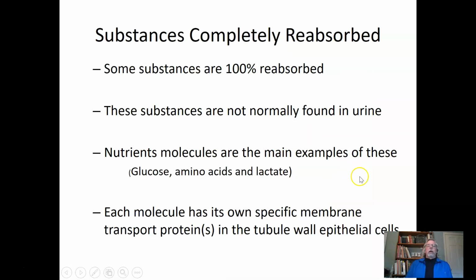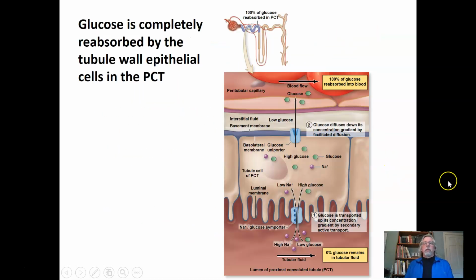And by the way, in the wall of the proximal convoluted tubule, the cells have lots of microvilli on their surface, which is good for absorption because they're going to be absorbing lots of molecules and pulling them out of the tubular fluid. So microvilli are good for absorption. But it's also showing the specific case for glucose.